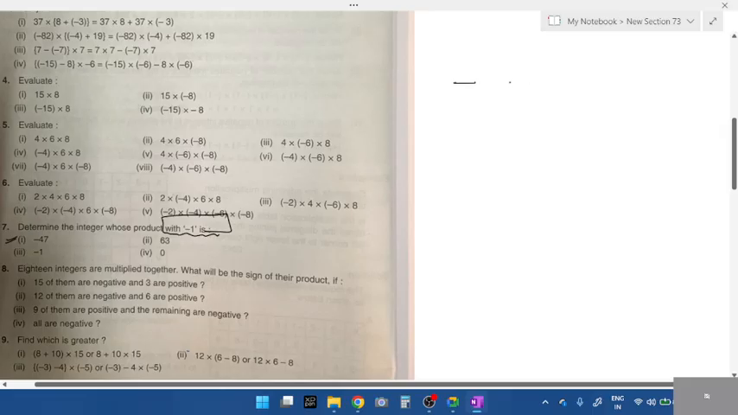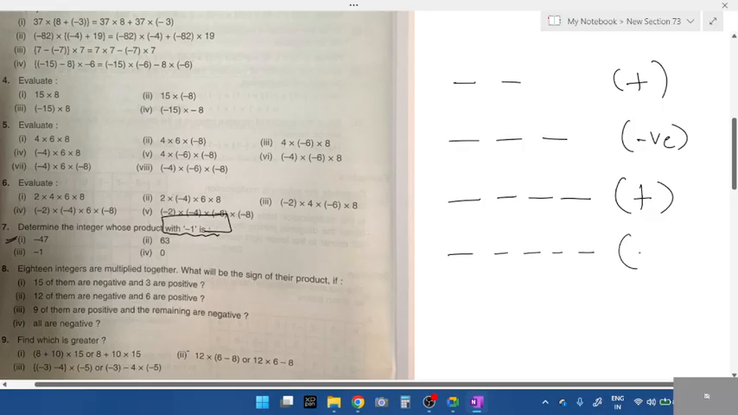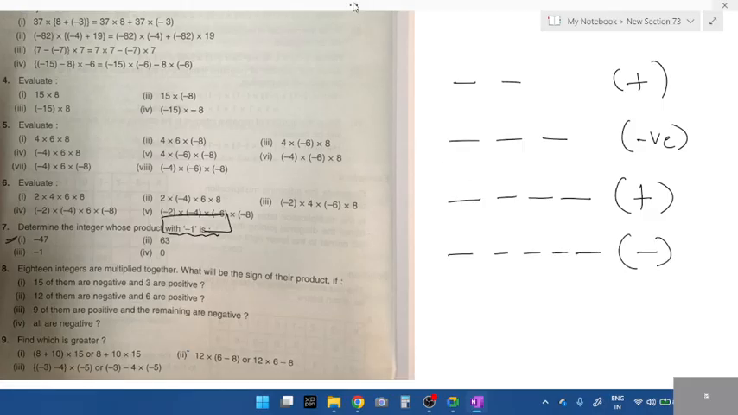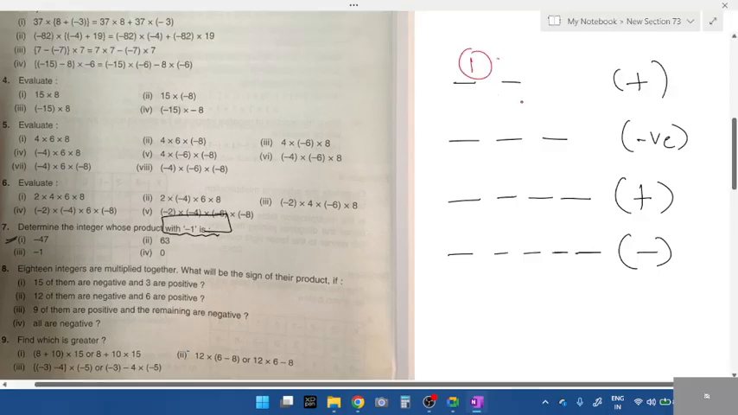See, whenever you multiply 2 minus signs, what do you get? Plus. For 3 minus signs, you get minus. For 4, plus. For 5, you'll get minus. So from this it is understood, if it is an even number, it is always plus, positive. If it is an odd number, it is always negative. Odd number always negative. Understood?